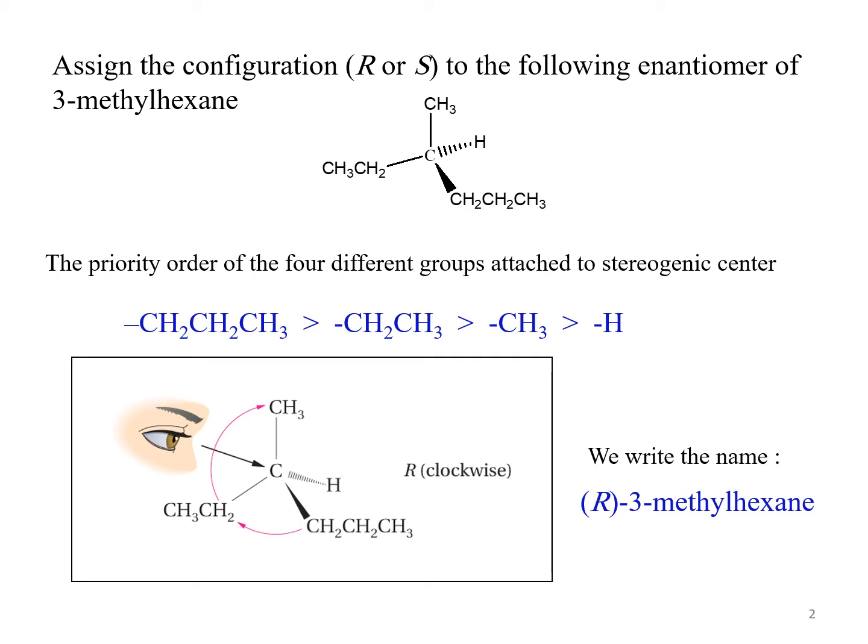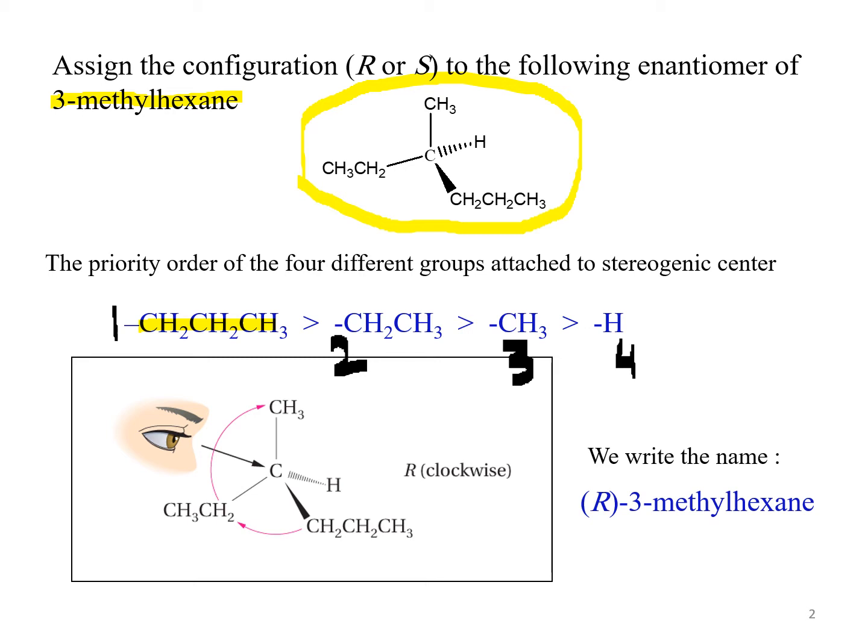And the example is enantiomer 3-methylhexane. This is what the structural formula looks like. We can see one hydrogen is bonded, and three different groups are attached: a methyl group, an ethyl group, and a propyl group. So by the rule that we discussed, the bigger group will have the first priority. First up, we will assign the propyl group as number 1. Then there will be the ethyl group at 2, and then the methyl group 3, and hydrogen, which is the smallest, will come at the 4th spot.